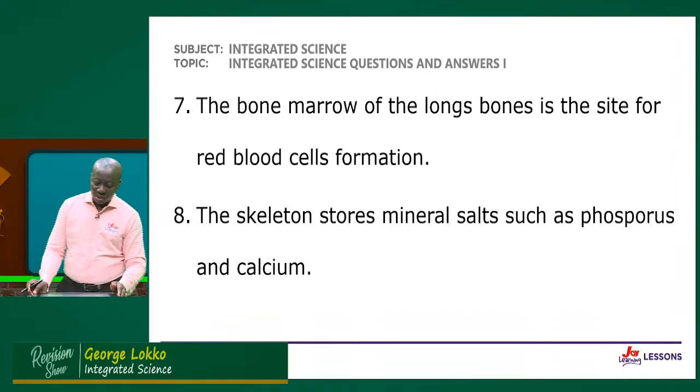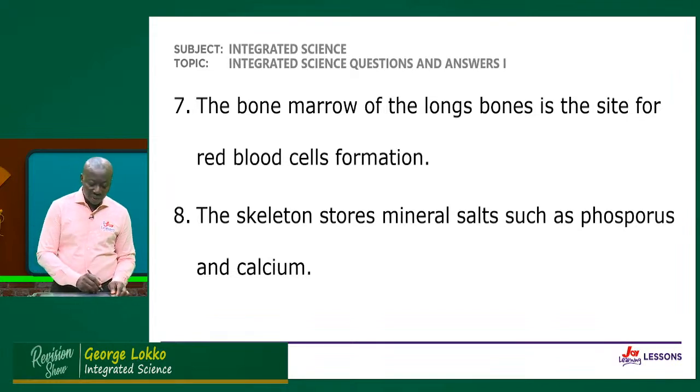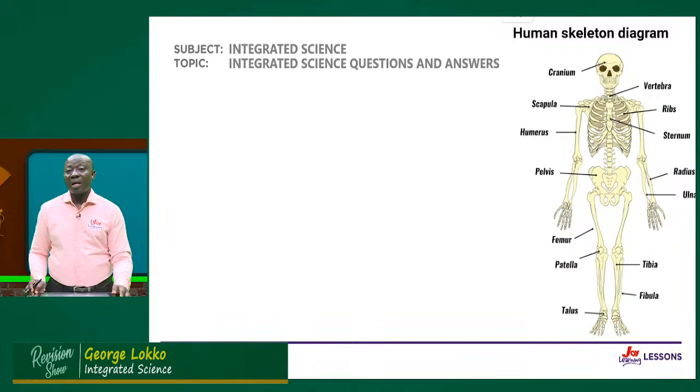So the skeleton stores minerals, such as phosphorus and calcium. Because it contains minerals, which give the skeleton its rigidity, it is also a reservoir of minerals. So when you are served the chicken that you like, remember to chew the bone, because you will get a lot of minerals from it that will add to what you have and you'll be stronger.